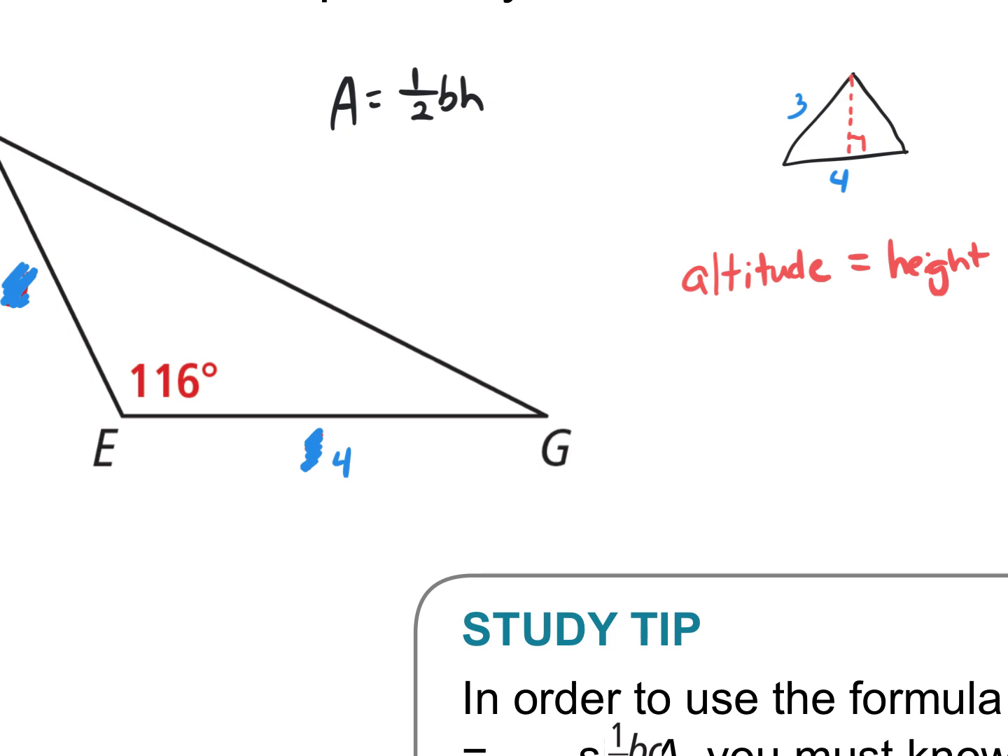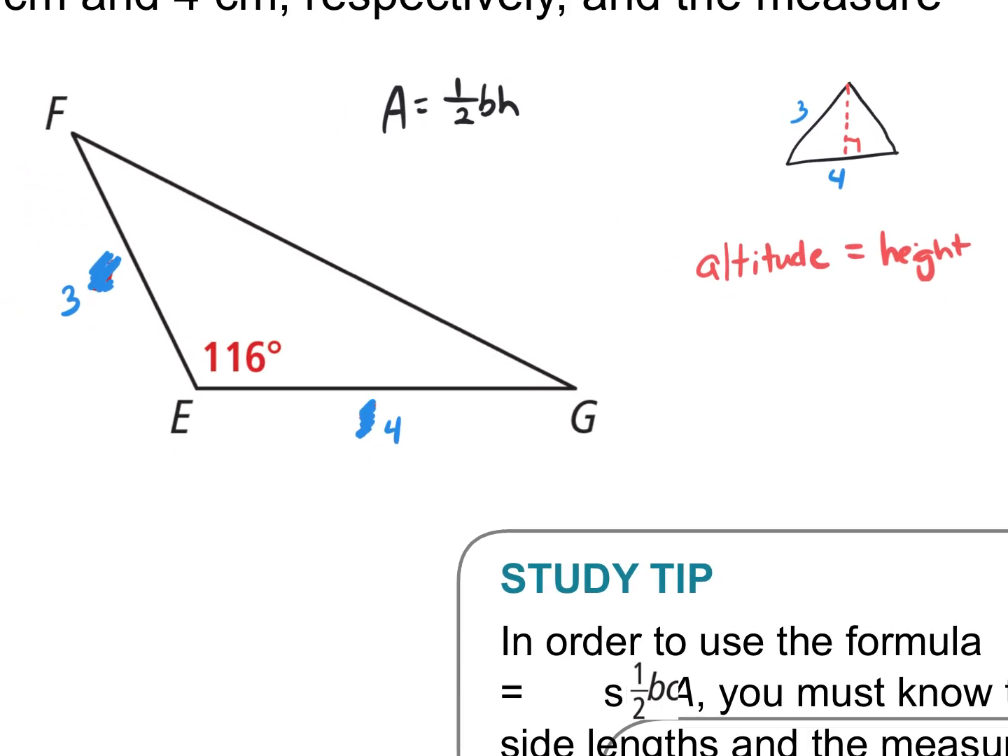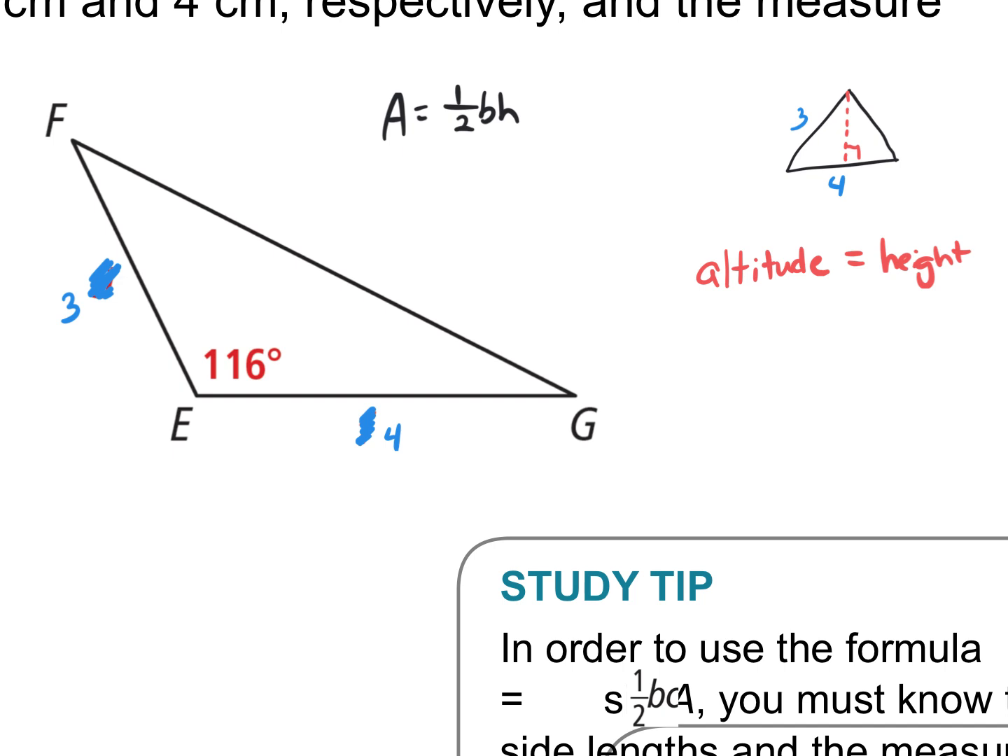So in this diagram that we have over here, let me pause. The altitude here, that is our height. This is our height. The base is wherever that altitude connects to. So this altitude right here connects to 4. So 4 in this case would be our base.